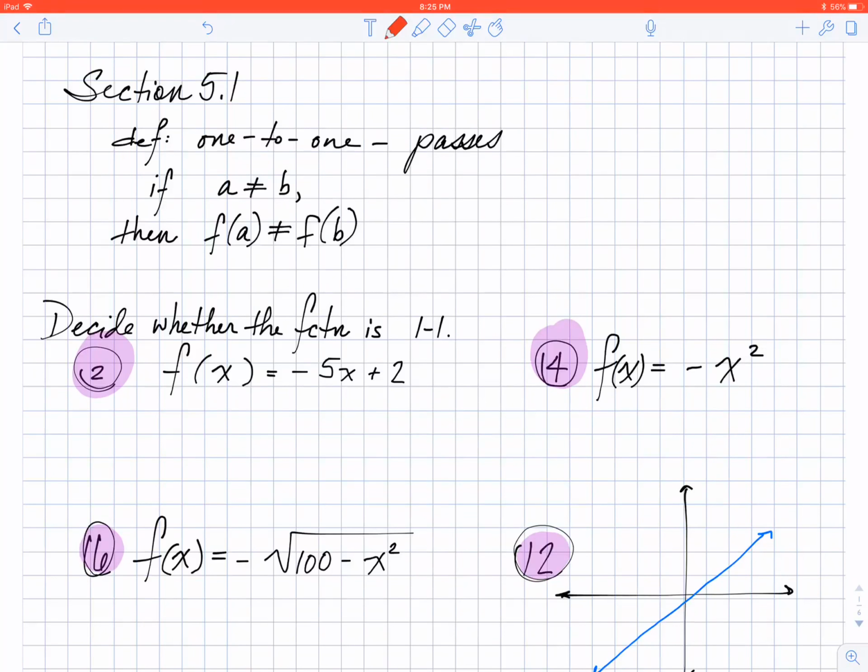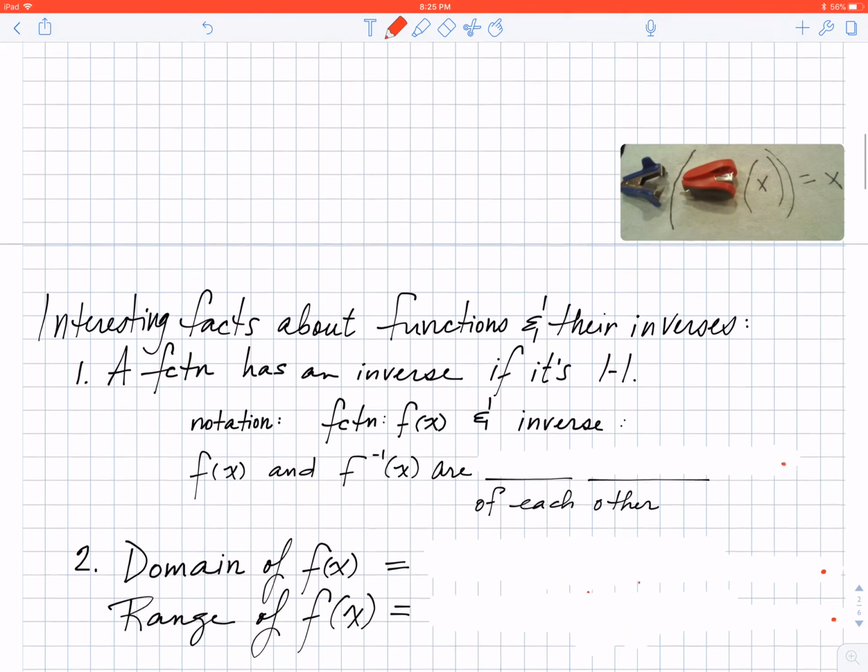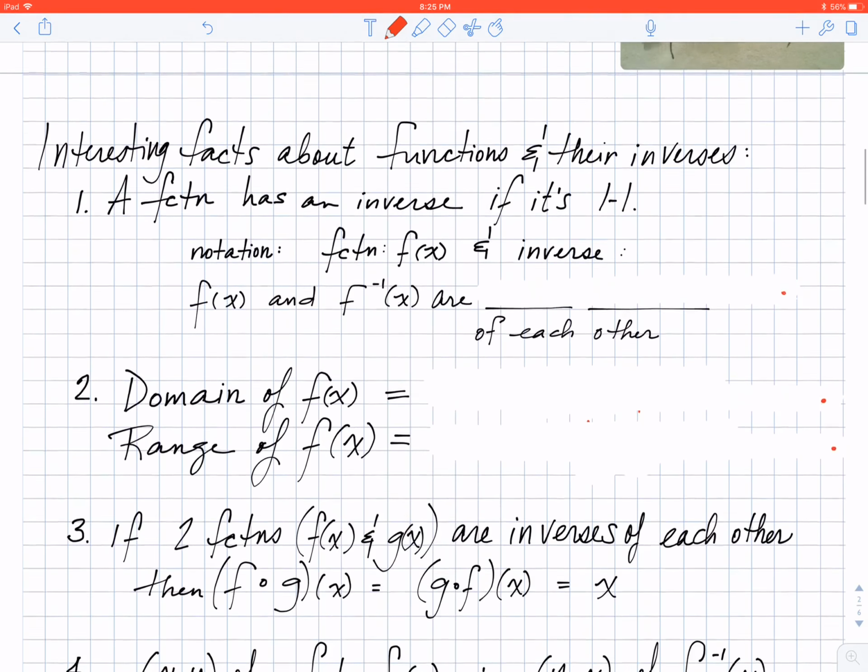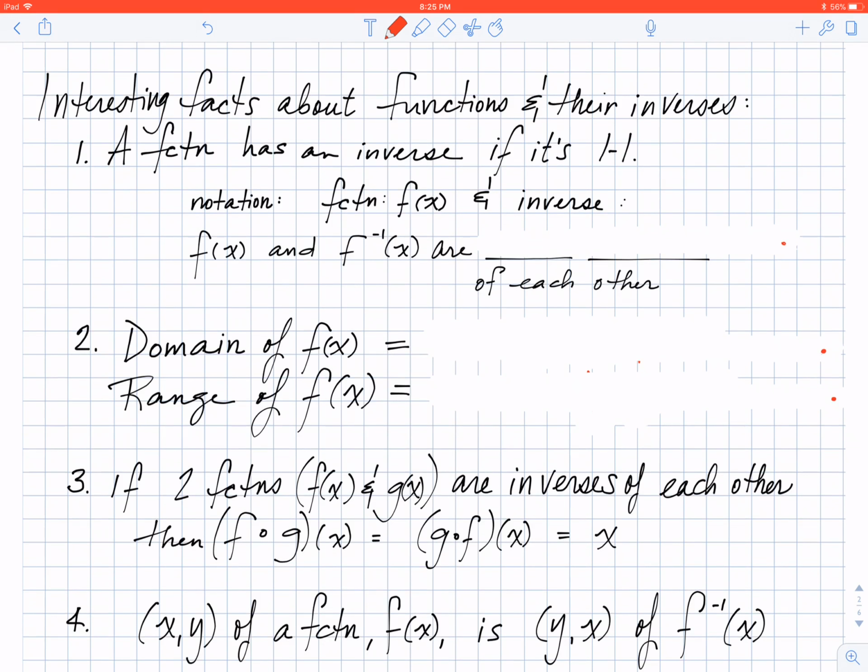Hey folks, section 5.1. If you'll pull out your notes and go down to the second page, we're going to be talking about interesting facts about functions and their inverses. There are 5 of these interesting facts. The first one is that a function has an inverse if it is one-to-one. In class, we will discuss what one-to-one means. Part of this interesting fact is the different notation.